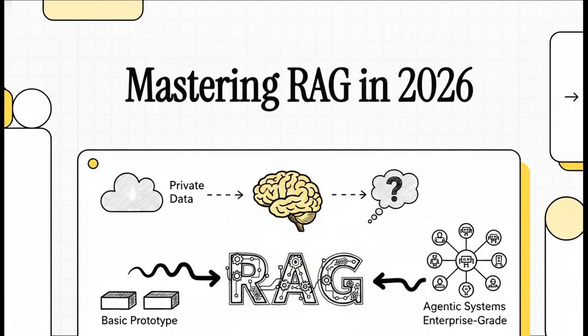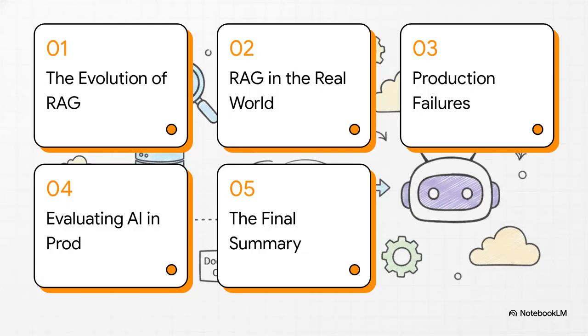Let's get into it. Okay, so here's our quick roadmap for the explainer today. 1. The evolution of RAG. 2. RAG in the real world. 3. The production failure problem. 4. Evaluating AI in production. And finally, 5. The final summary.